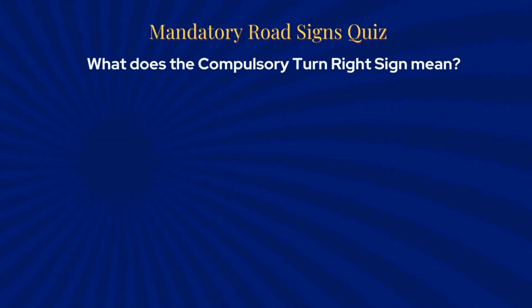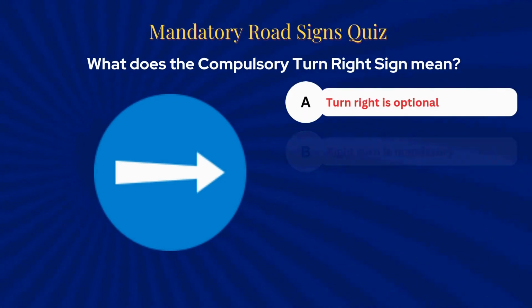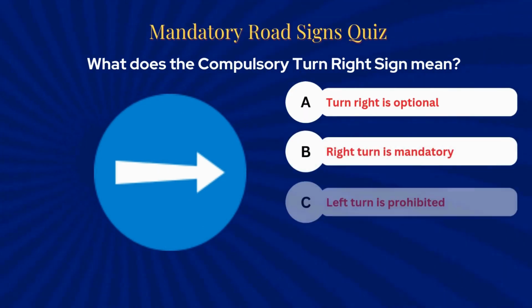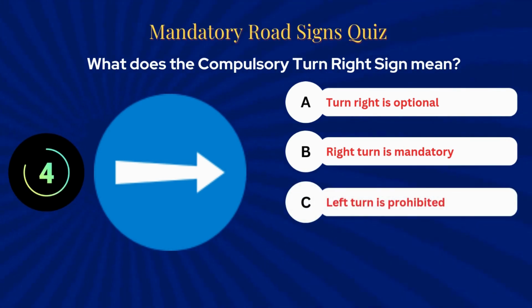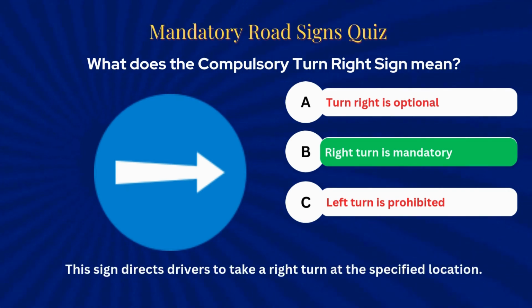What does the compulsory turn right sign mean? Options are turn right is optional, right turn is mandatory, and left turn is prohibited. Answer is right turn is mandatory. This sign directs drivers to take a right turn at the specified location.